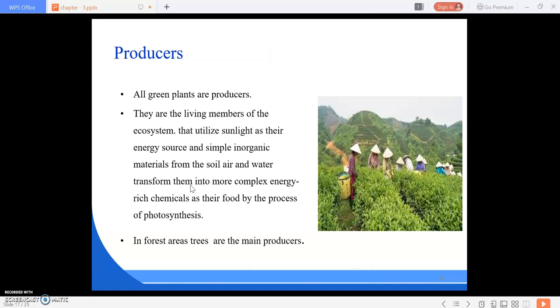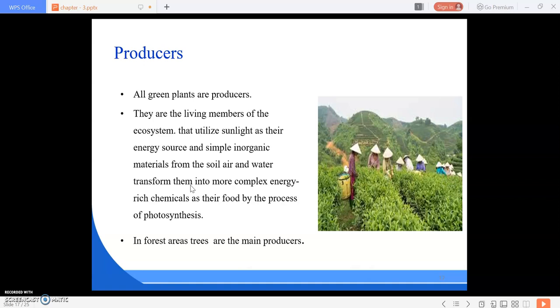So previously I have told you that all green plants are producers. They are the living members of our ecosystem. They utilize sunlight as their energy source and simple inorganic materials from the soil, air, and water, and transform them into more complex energy-rich chemicals as their food by the process of photosynthesis.